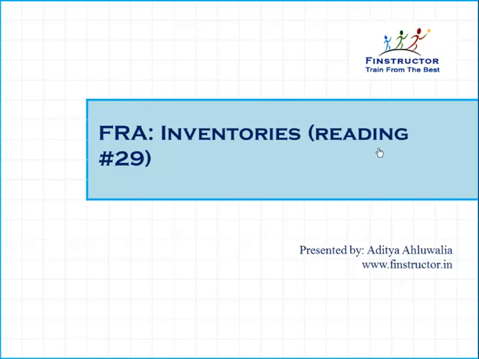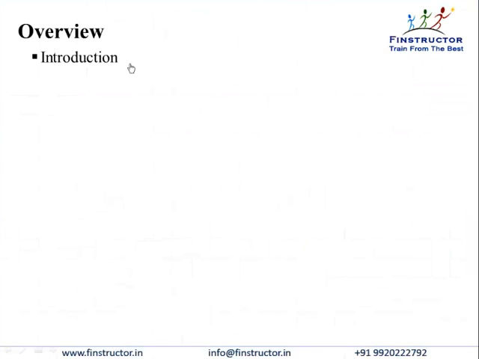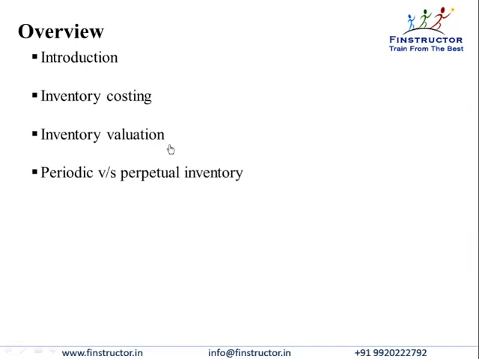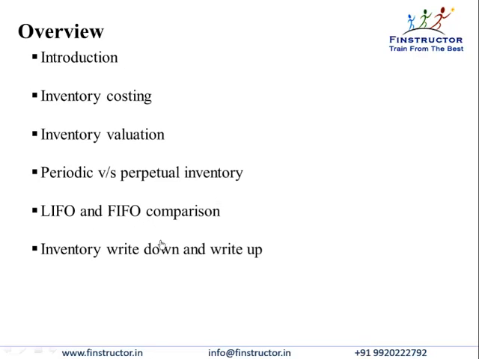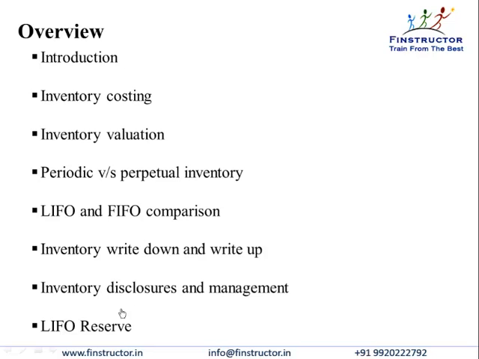We now move on to reading 29 of the CFA curriculum, which deals with the accounting for inventories. So we'll start with an introduction to what inventory is, the methods of costing and valuation, the difference in accounting between periodic and perpetual inventory, comparison between LIFO and FIFO cost flow methods, accounting guidelines for writing down and subsequently writing up inventories, disclosures required, and wind up with the concept of LIFO reserve.